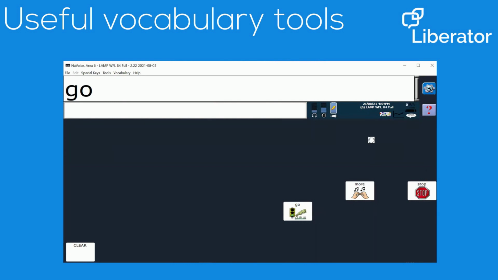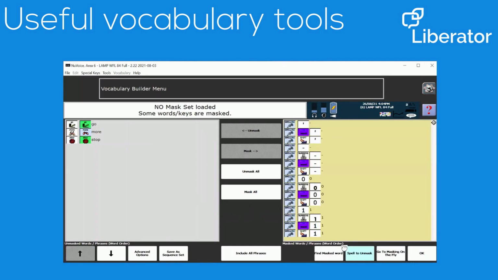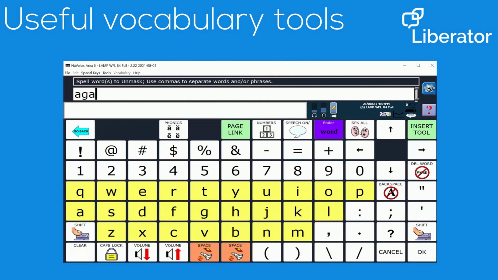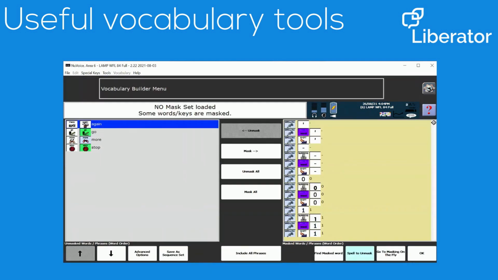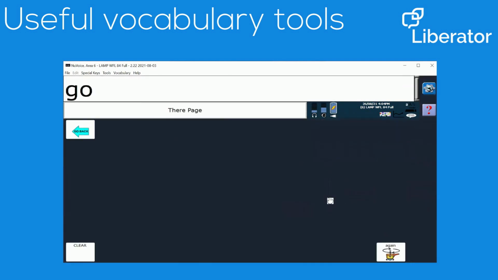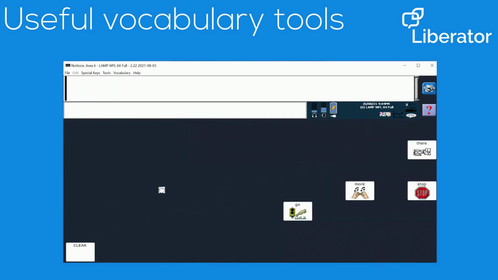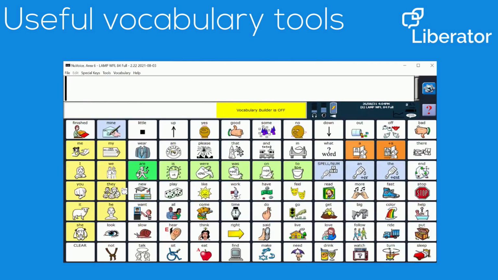You can gradually increase the number of words that are visible as the activity develops. And if you want to see all the words again, you can quickly turn it off.